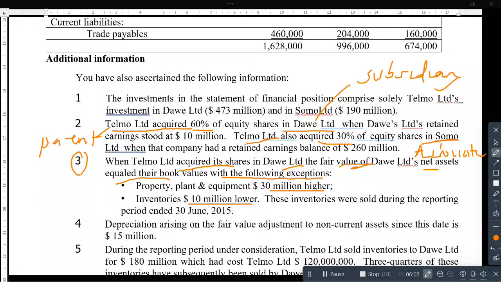You had the inventory at the beginning of the year, then at the end of the year, already the stock was sold. How do you deal with such? Saying here, when you look at note 4, depreciation on fair value adjustment to non-current assets, since this date is 15 million. Yes, we shall see that. If there is any depreciation, of course, we know depreciation reduces the value of our asset. So we shall go at the cost of this asset and we subtract our 15 million. The remaining will be reported at the end under our consolidation.